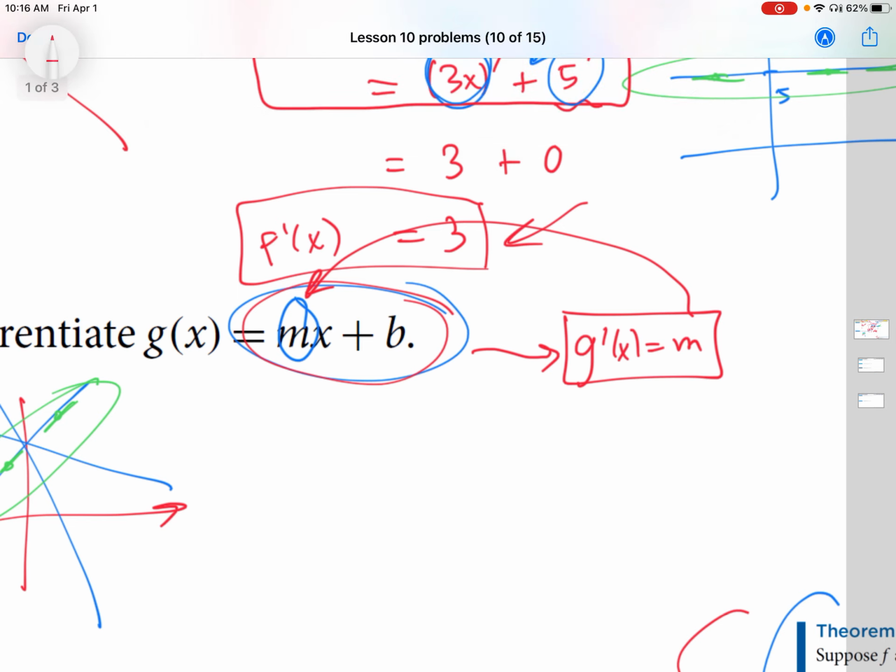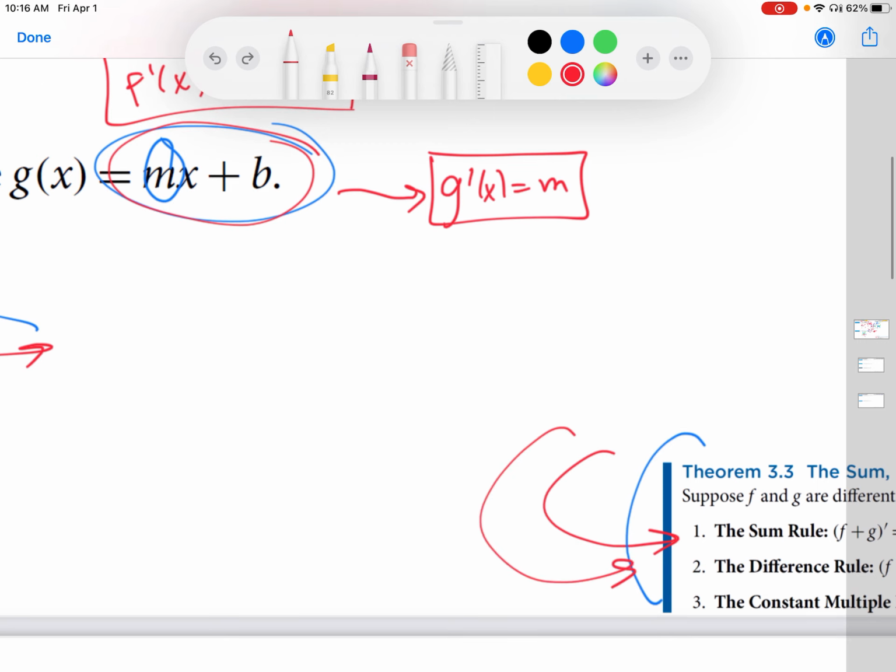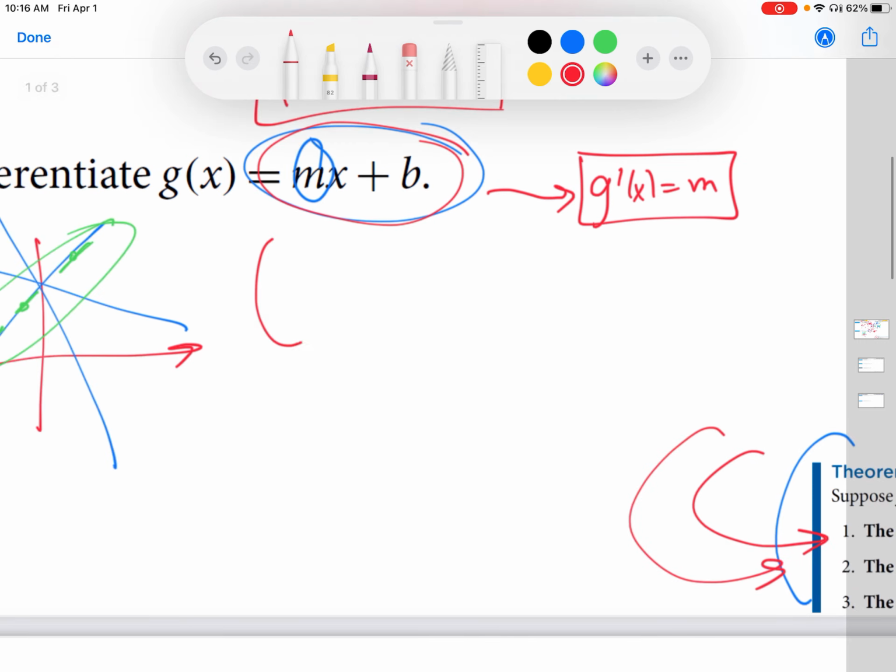So we kind of know the answer, and we could stop there, but that doesn't really help us apply any one of these rules. So I'm going to give you another way that actually illustrates the rules and applies them.